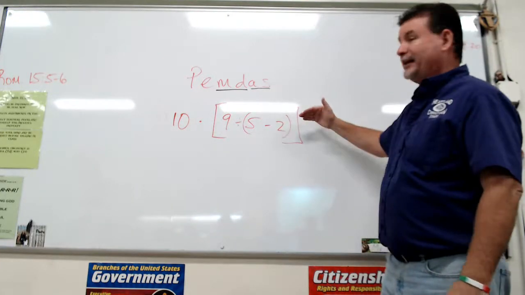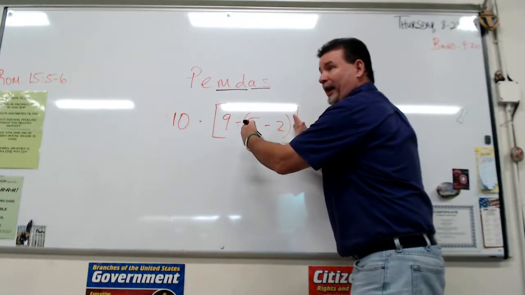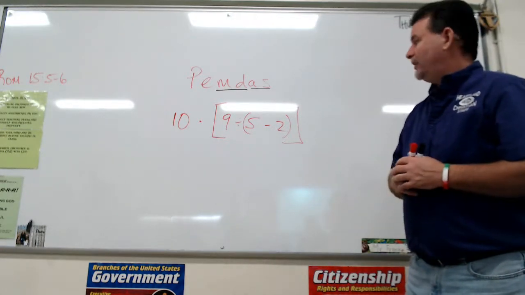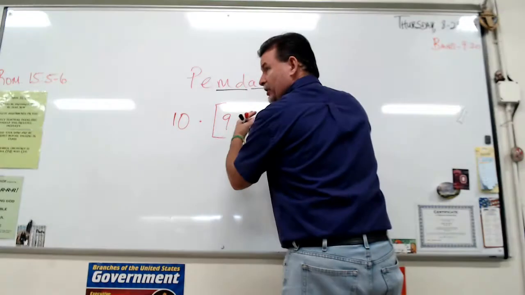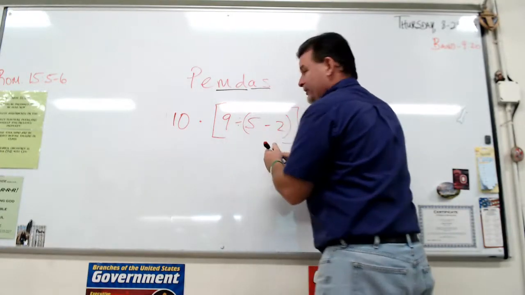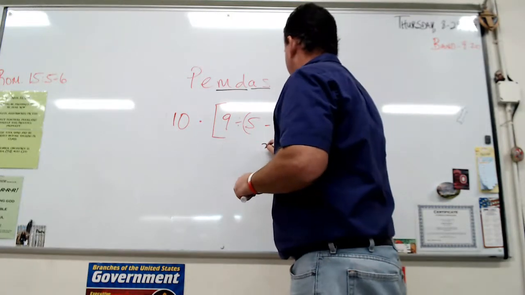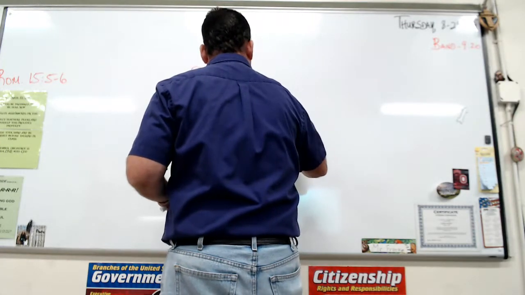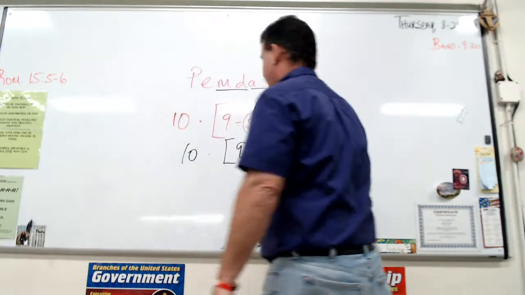Now you got brackets here and parentheses inside the brackets. What am I going to do first? 5 minus 2. Innermost grouping. 5 minus 2 is 3. So I still got brackets out here. I got 9 divided by 3. Out here I got 10 times that.